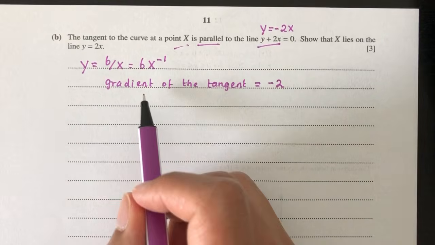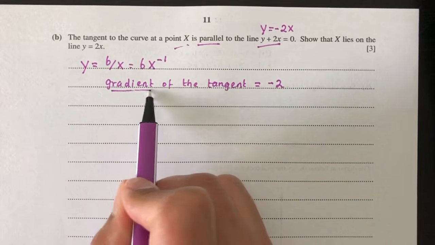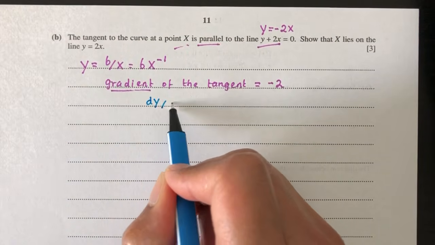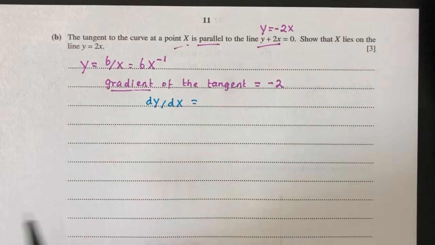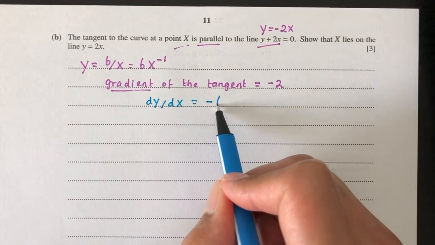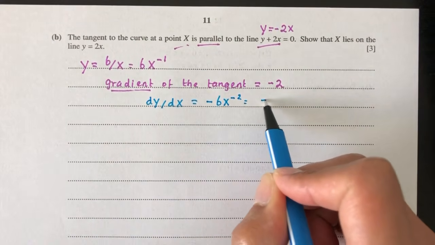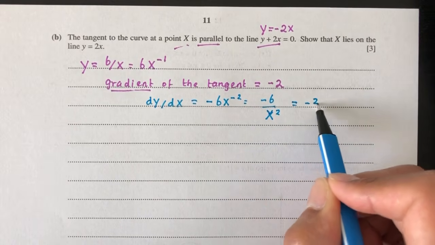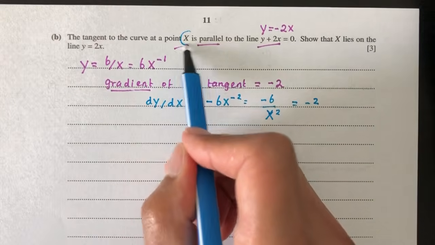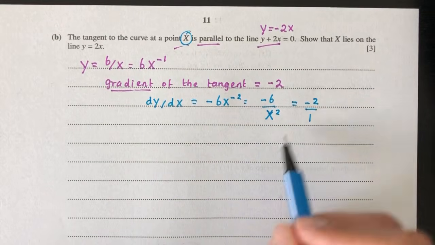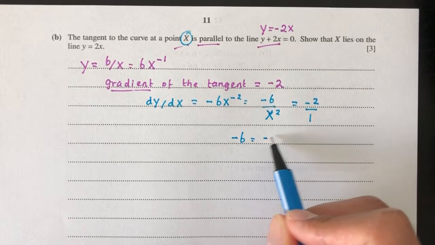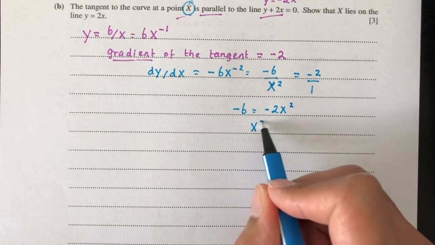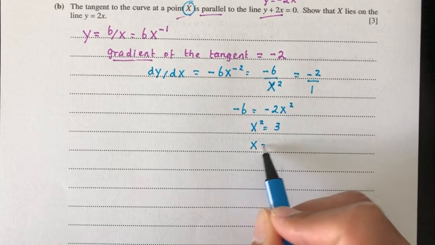Now, how do you know? So gradient, you must know, gradient of a curve at the point will always be dy by dx. So first we have to find dy by dx. That will become minus 6 over x squared equal to minus 2 at point x. Now we have to cross multiply. You will have minus 6 equal to minus 2 x squared. So from this you will have x squared equal to 3. x will be root 3.